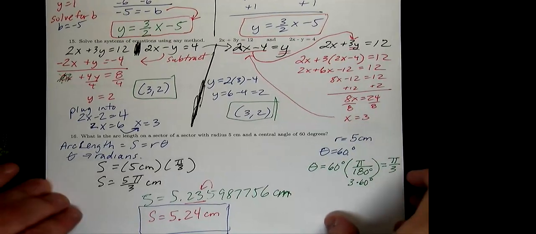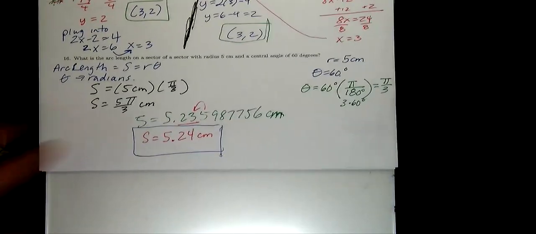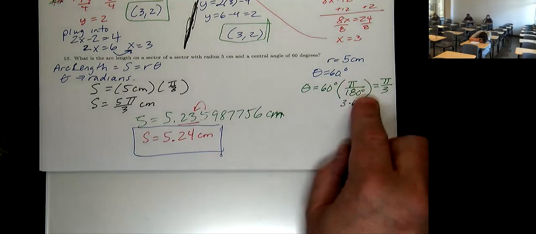I have a question. Yeah. So what happens if the angle is not 60 degrees? How do you solve that? Do the same thing. You have to multiply by pi and divide by 180.